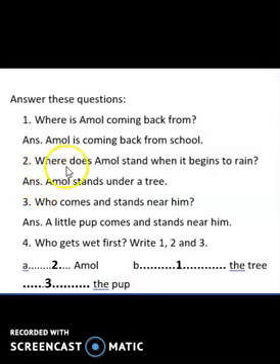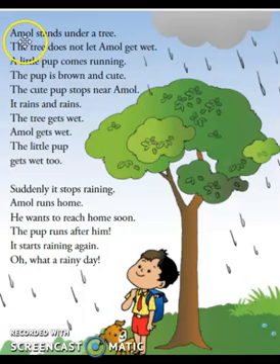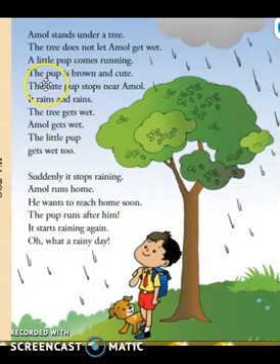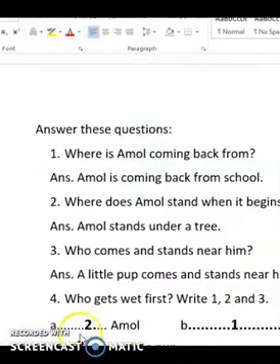Second one, where does Amol stand when it begins to rain? The answer for second question is Amol stands under a tree. Third question, who comes and stands near him? From these sentences, we come to know that a small pup comes and stands near Amol. A little pup comes running. The pup is brown and cute. The cute pup stops near Amol.